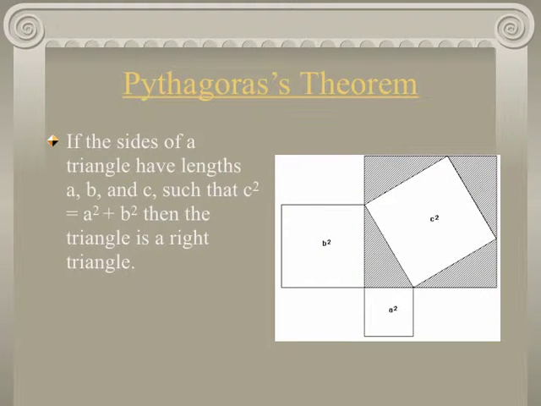Here's a visual representation of what Pythagoras was saying. If you were to build a square off the shortest leg, calling it a squared, build a square off the medium-sized leg of the triangle, call it b squared, add those two areas together, it would equal the square that you could build off the hypotenuse, labeled here as c squared.